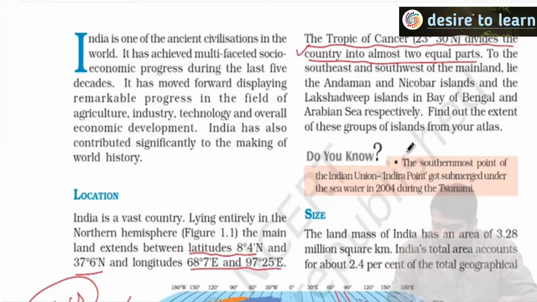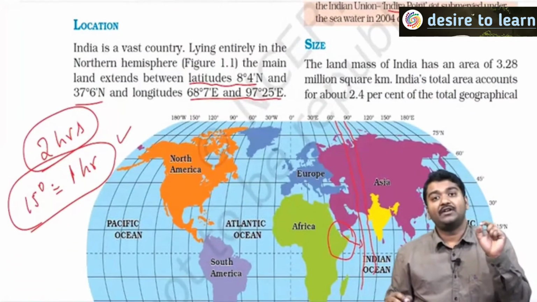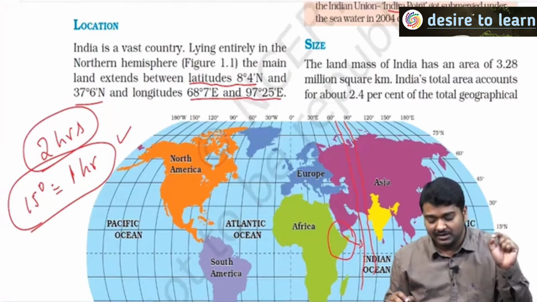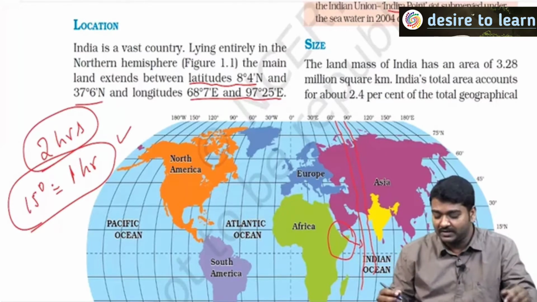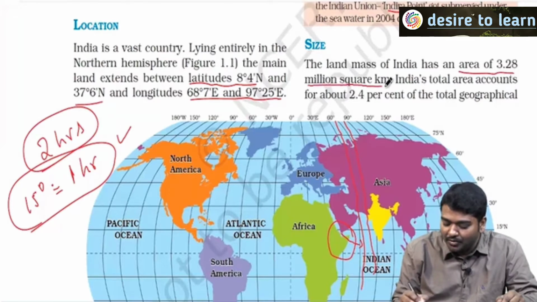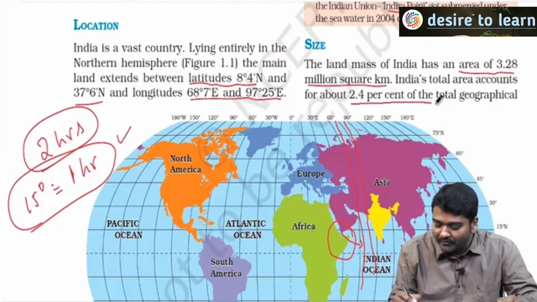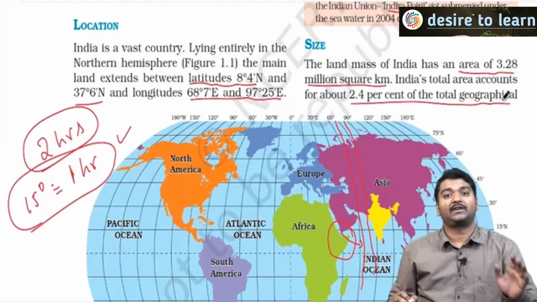And then you need to know the southernmost point of India once was Indira Point, and during the 2004 tsunami it was submerged. So Indira Point is no more the southernmost point of India. Whenever you are writing any essays with respect to India, to add points, you can say that India's area is 3.28 million square kilometers and it accounts for 2.4% of the total geographical area.